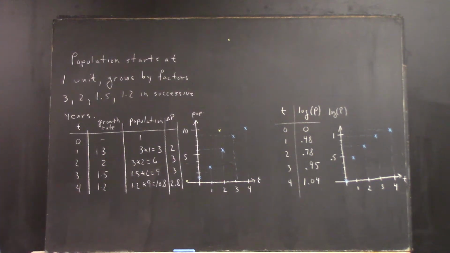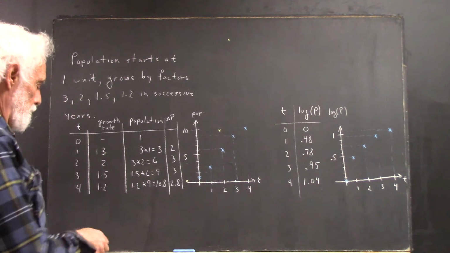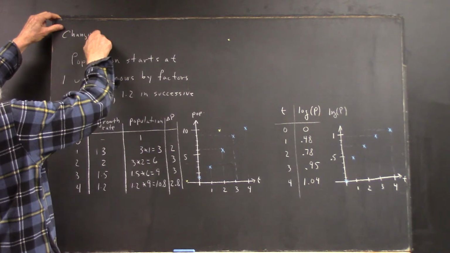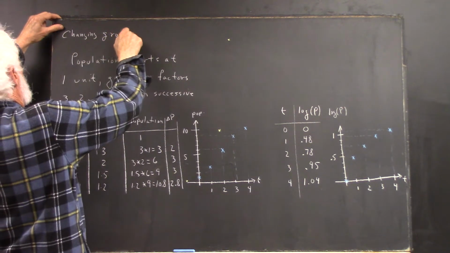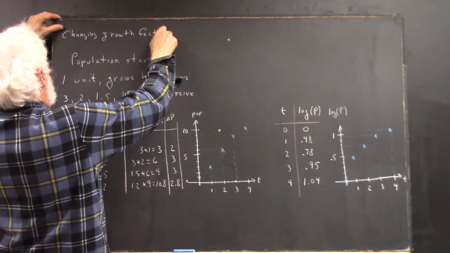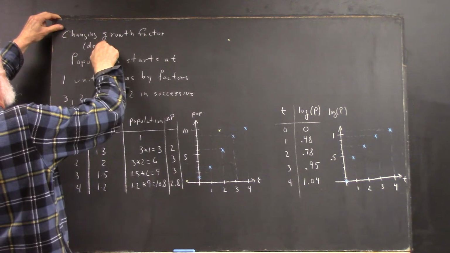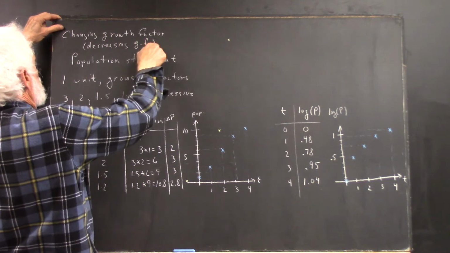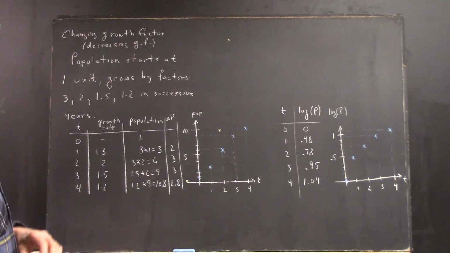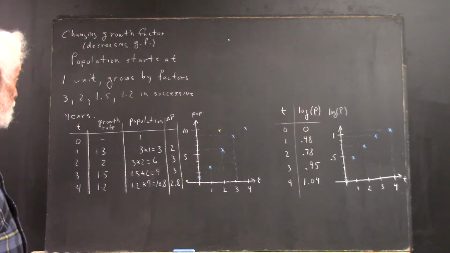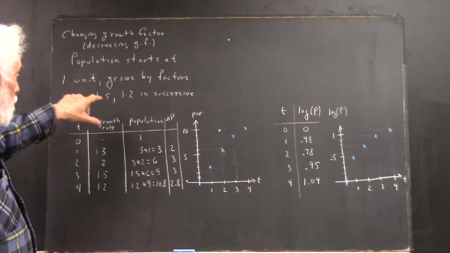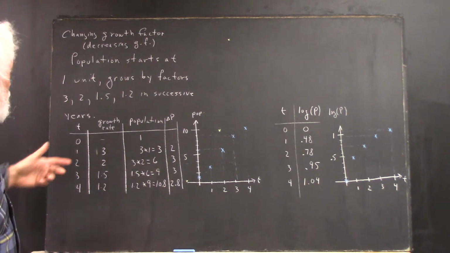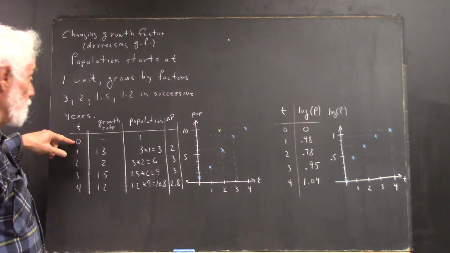Okay, so we have a model here where a population... what is this? A changing growth factor, a decreasing growth factor in this case. Population starts out at 1 unit, as in the preceding, grows by factors of 3, then 2, then 1.5, then 1.2 in successive years. So we start with 1 unit of population at t equals 0.